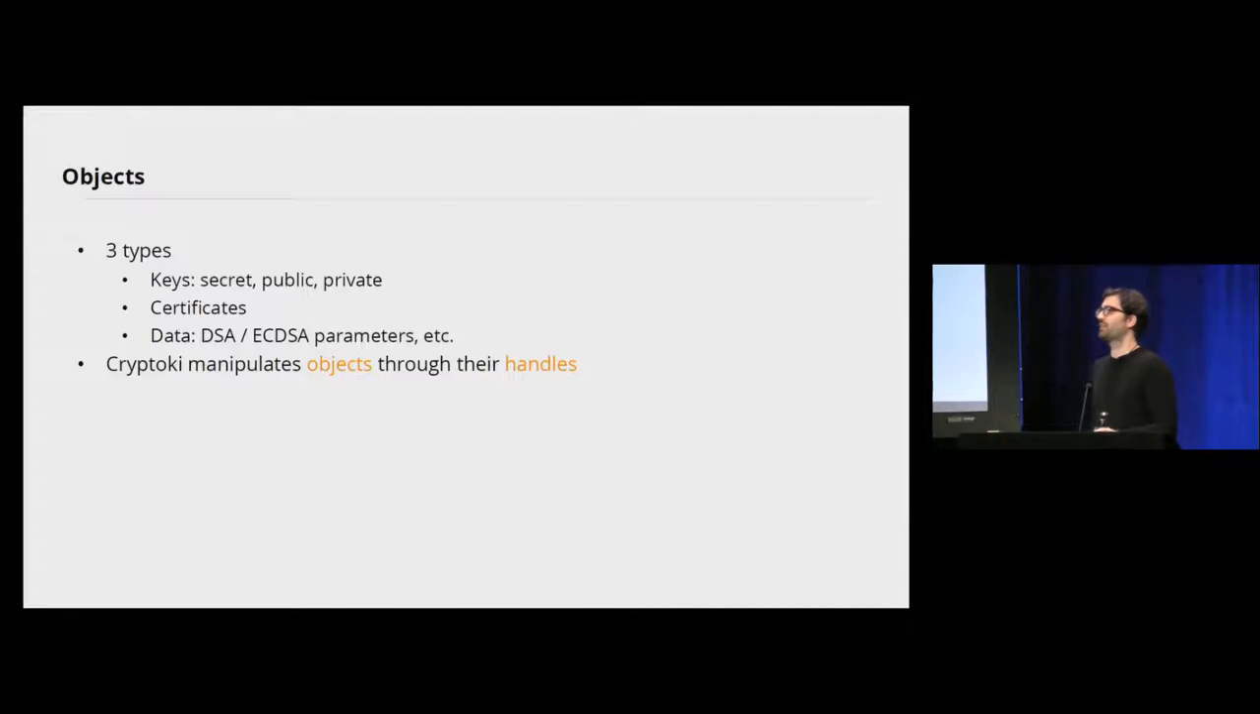What are objects? There are three types of objects defined in the standard: keys, that can be secret, public, or private keys; certificates; and data, that can be actually arbitrary data, but most of the time it is domain parameters used by DSA and ECDSA. So what interests us as attackers is obviously the keys, the secret and private keys. And Cryptoki manipulates objects through their handles.